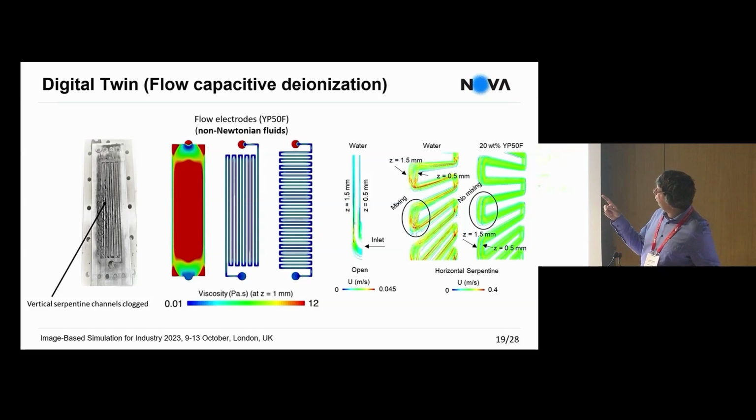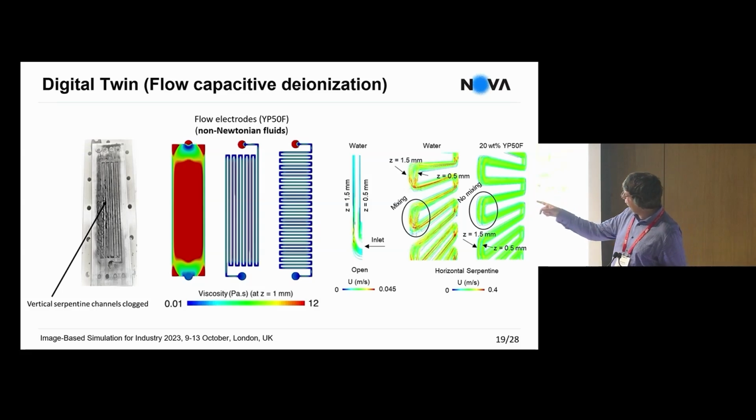So here's another example of a digital twin which we built. In this case, we are using flow electrodes. What is interesting is that they are a non-Newtonian fluid. So in this case, they have this shear thinning behavior. So basically, the viscosity decreases with the increase of the shear rate. And this was very important in the beginning when we started to operate this technology.